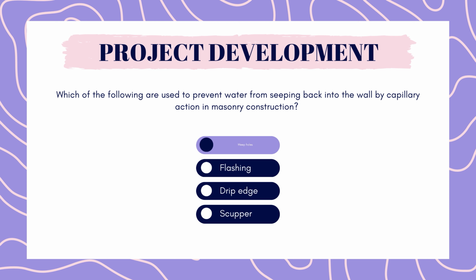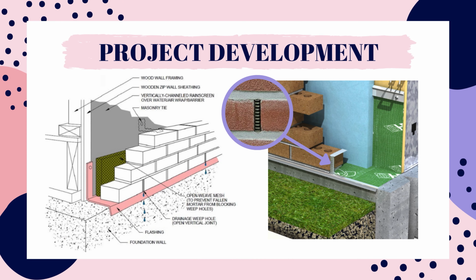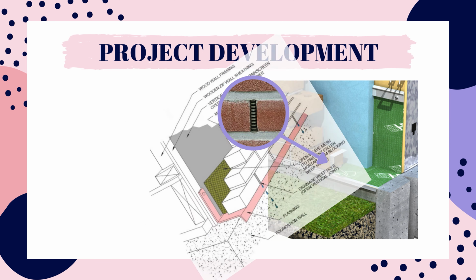And the answer is weep holes. Flashing, drip edges, and scuppers are used to prevent water from entering the wall construction, but weep holes are used to get water out of the wall if water has somehow gotten in the wall. Without weep holes, water could become trapped, leading to mold, mildew, or deterioration of the masonry wall. Weep holes also help prevent efflorescence since it allows the water to get out before it evaporates and leaves salt deposits behind. Weep holes are placed at the lowest course of the wall and above openings, so doors and windows.